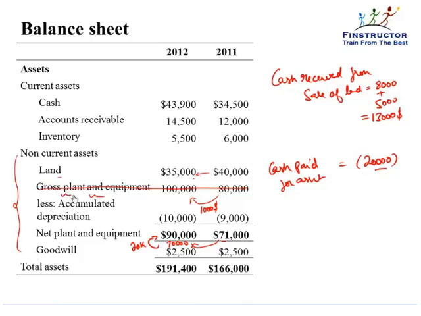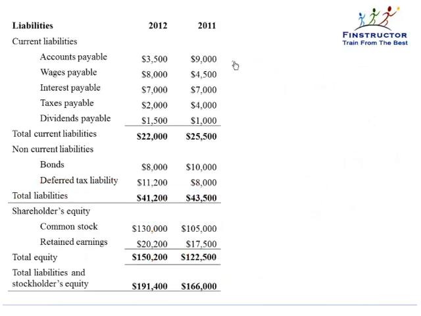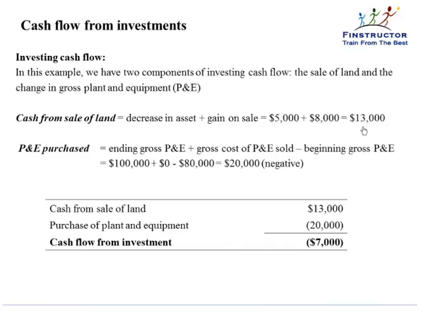If the gross plant and equipment is given, just see the difference in the gross plant and equipment to see the cash paid for the asset. However, if it's not given, then you can use this analysis to deduce the cash paid from the net plant and equipment as well. So we can derive the total cash flow from investing as $13,000 minus $20,000. Nothing on the liability side tells me about any investing activity. So we see that the cash flow from investment is minus $7,000.